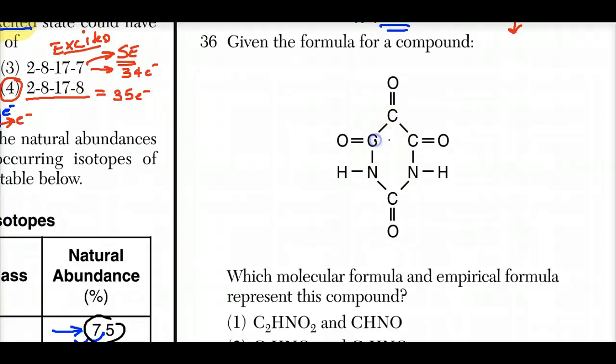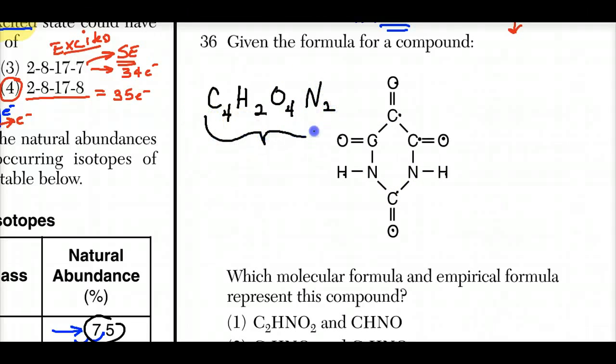We have 1, 2, 3, 4 carbons, so C4. Let's do the H's: 1, 2, that's H2. Let's do oxygens: 1, 2, 3, 4. So we have 4 O's, and then we have 2 N's. This is the actual number of atoms that exist in this molecule, so we call this the molecular formula.